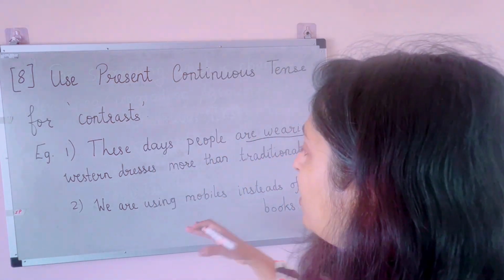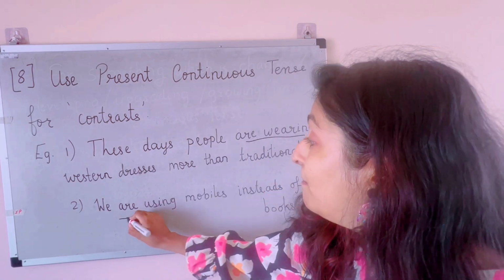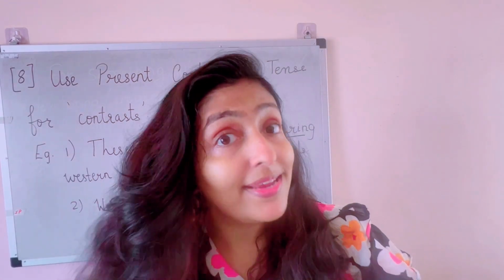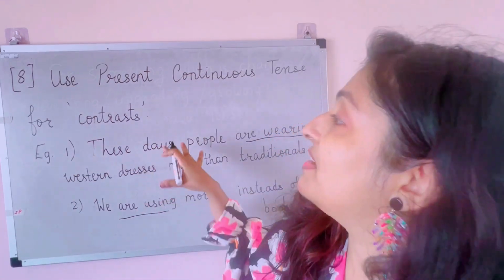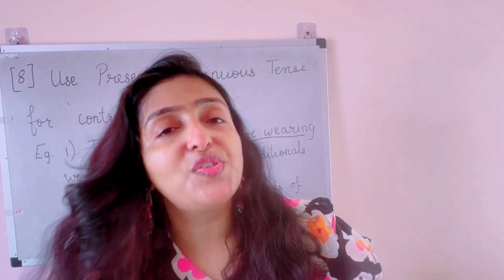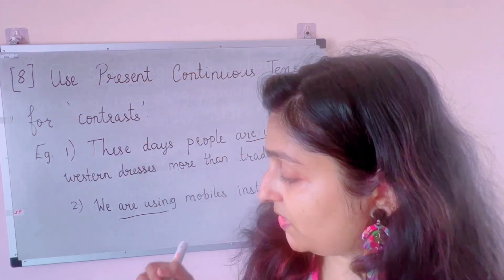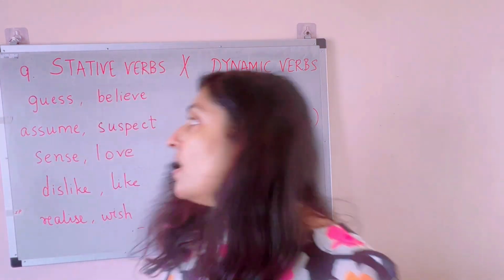Second is, we are using mobiles instead of reading books. Okay, or you could say, they are playing with mobiles instead of studying. So in these cases, whenever there is a contrast or comparison, you can use present continuous tense. So let's get to rule 9.